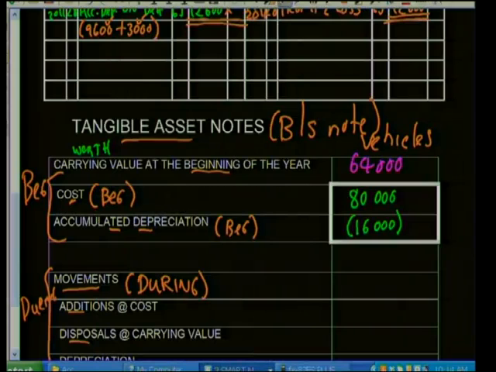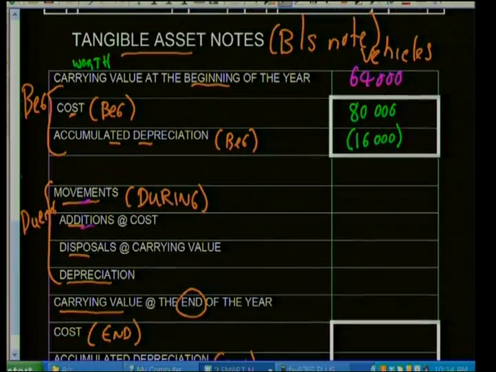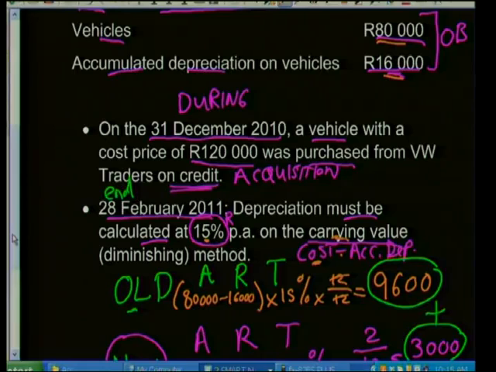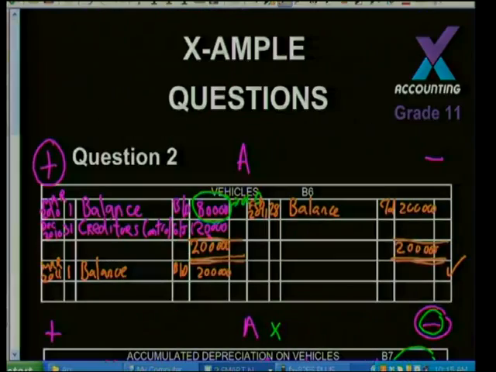Right, let's move on. Movements. What happened during the year? Firstly, additions. Did we buy an additional vehicle during the year? Yes, we did. We came across that already. So let's go back to the transaction that tells us what the cost price of the vehicle purchased during the year was. Your cost price, 120,000. So let's take that through to the note.